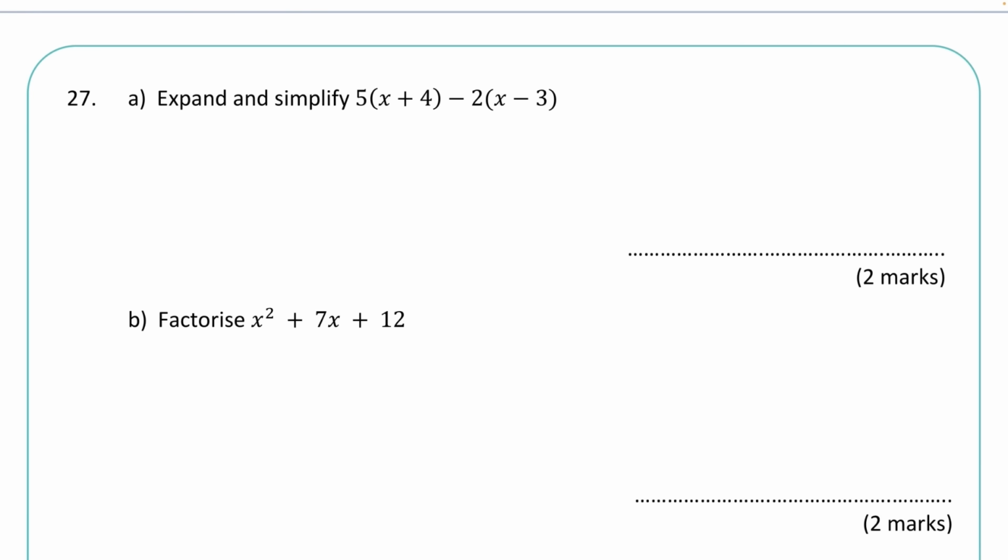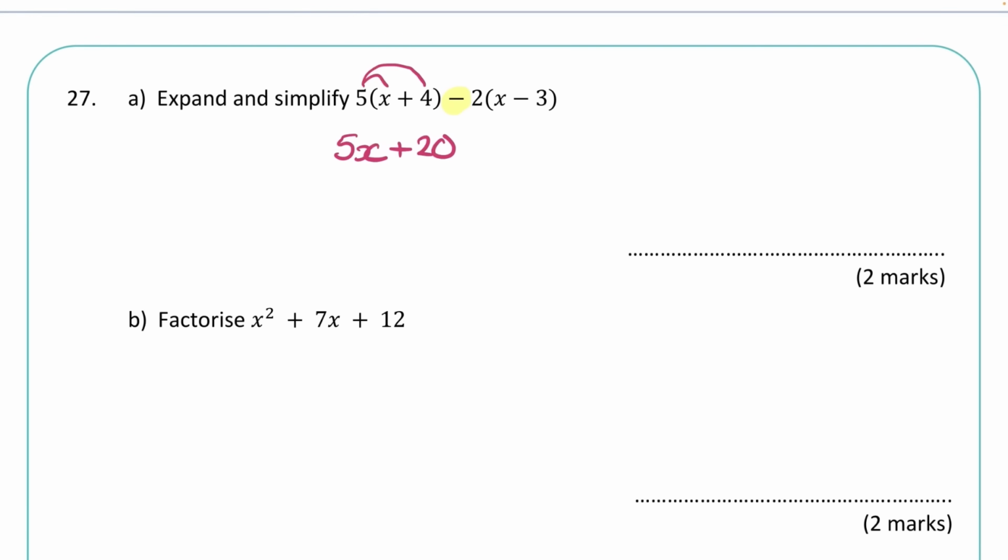Question 27, we've got some expanding and factorising. So 2 sets of brackets, and you've got to be really careful on this one because there's a subtraction here, which is harder than if they put an addition there. So we have 5 times x, which is 5x. Not forgetting expand just means to multiply, and then plus 20, and when we multiply, it gets rid of the bracket. So that's expanding by 5.